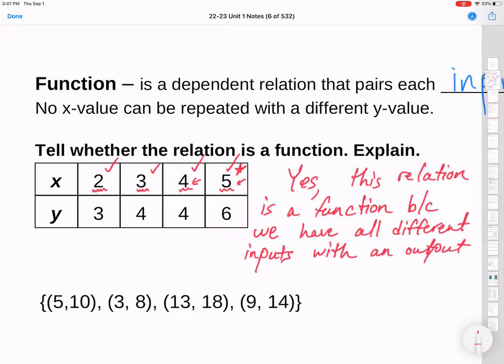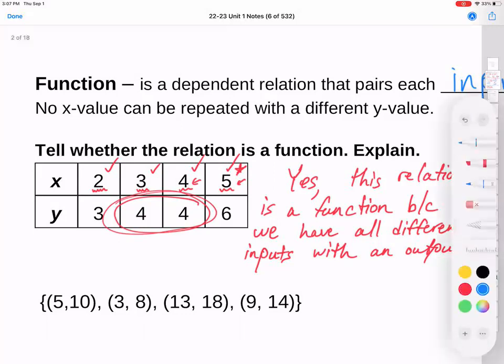Now you might be asking, well, hang on though, Mr. B, what about right here where we see the same output? Doesn't matter about the output. Okay, you can have a bunch of different inputs ending up at the same output. That's totally fine. It is the same input trying to go to 2 different places. So yes, this would be a function.